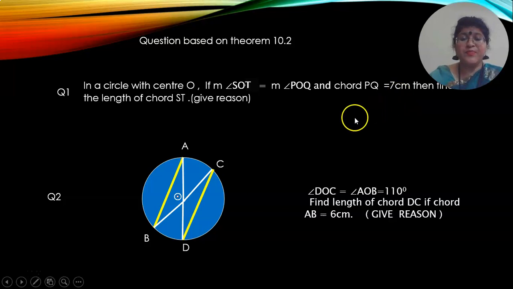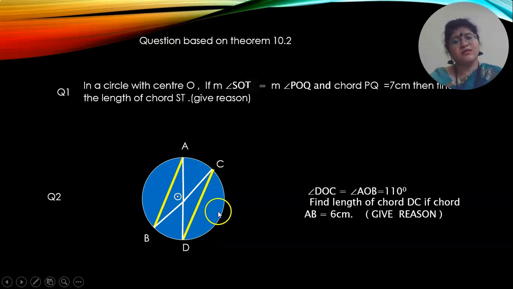Why will it be 7? Chords which subtend equal angles at the center will be congruent. So if the angles at the center are equal, then the chords will also be of equal length. Now, this is also a similar type. They have mentioned that this angle is 110 and this angle is 110. And if chord AB is 6, what will be chord CD? CD will also be 6 centimeters because chords which subtend congruent angles at the center will be congruent. The two chords will automatically be equal. So it is that simple.